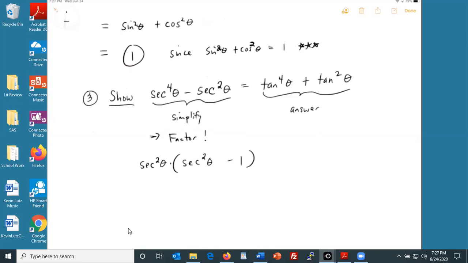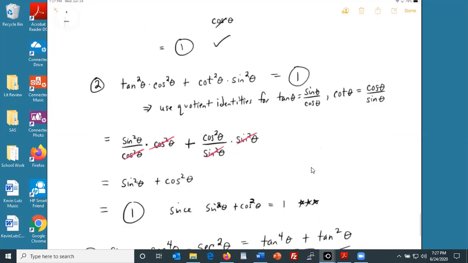All right, that's the first step. But notice we need to do something here with this problem so that eventually it changes from secants to tangents in the answer. So we've got to figure out how to do that. So can we make a substitution? Absolutely. So we go back up here.